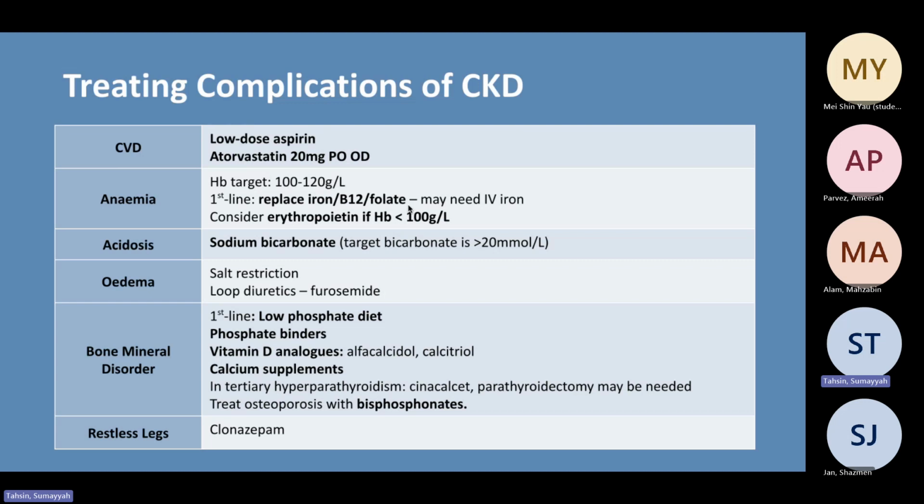However, we want to ensure that the patient doesn't have iron deficiency anemia when we're giving them EPO. So we'd always do iron studies first, and then if the ferritin is normal, we'd give them their subcut EPO. Acidosis.